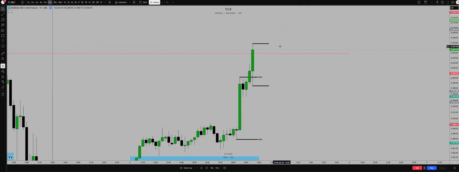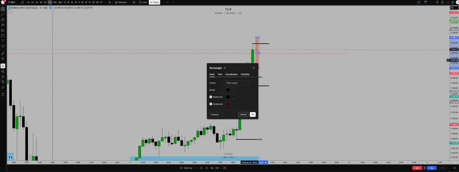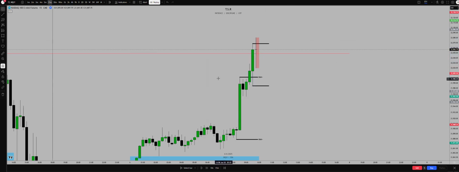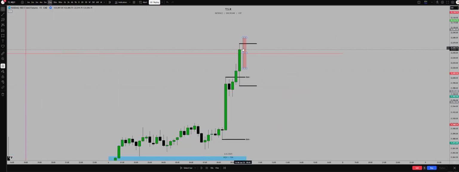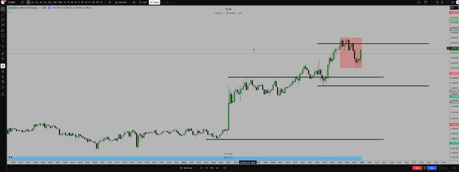Okay. Let's see if we get that. Should we? And we do get that. Interesting. We do get that, right at the midpoint. At the midpoint of the 4-hour rejection block, we do get that. The problem, I'll show you the problem on the 1-minute time frame. You'll see it.